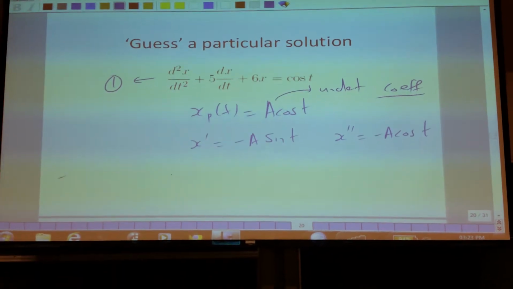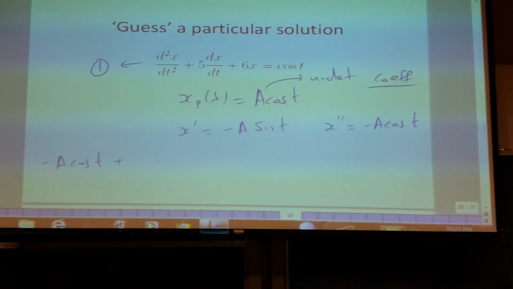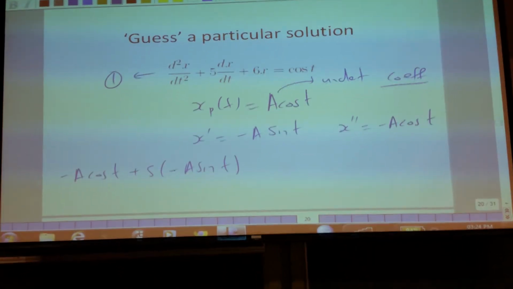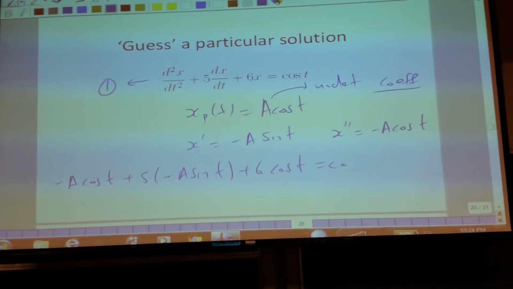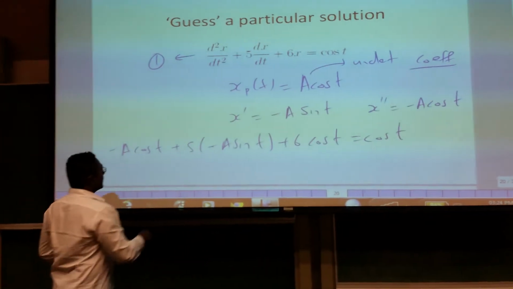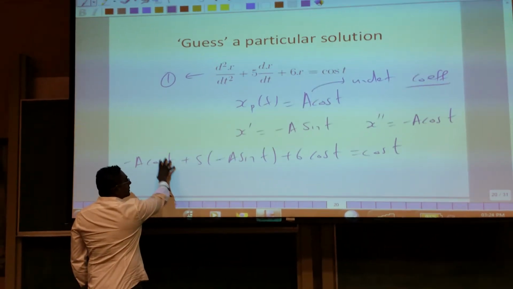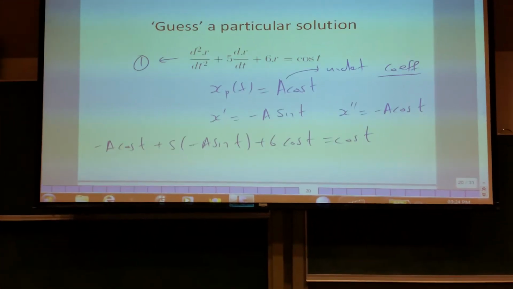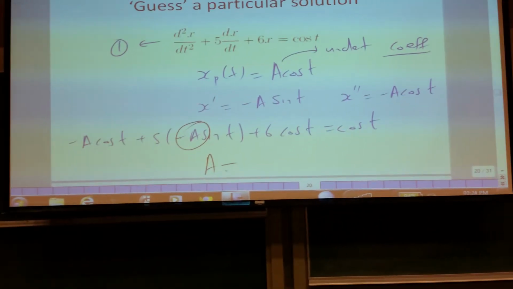We're going to end up with minus a cos t plus 5 into minus a sine t plus 6a cos t equals cos t. Now, you can very quickly spot the problem. If I now collect terms involving cos t and sine t, one can immediately see that a has to be 0.